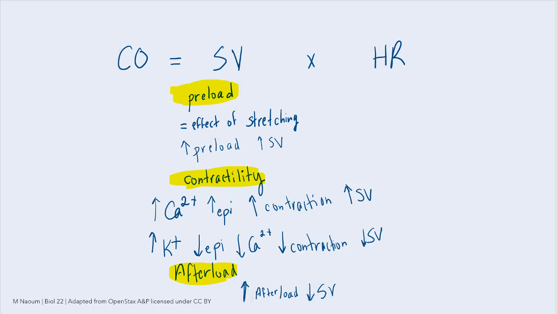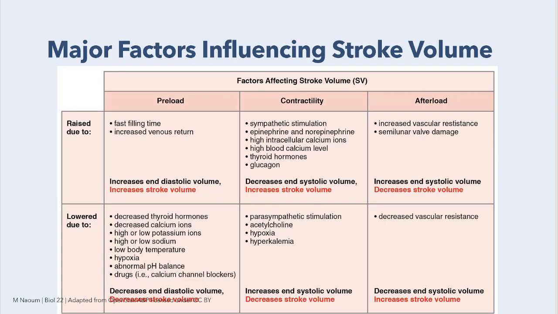So the 3 factors again that influence stroke volume are preload, contractility, and afterload. You have several reasons here for each one. What causes it to go up? What causes it to go down? And you know, for preload and contractility, there's a one-to-one relationship. If preload goes up, so does stroke volume. If contractility goes up, so does stroke volume. The only one that's different would be afterload. So in order for stroke volume to go up, afterload has to go down.